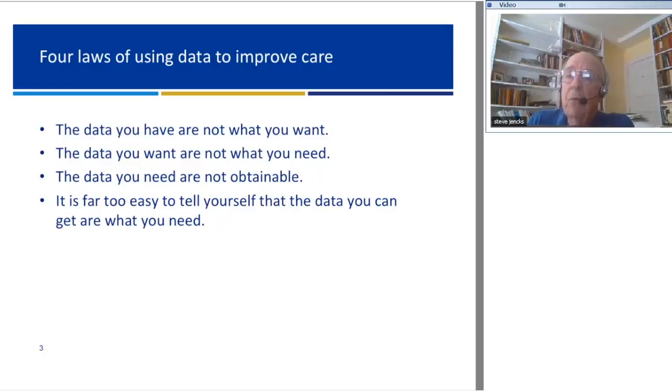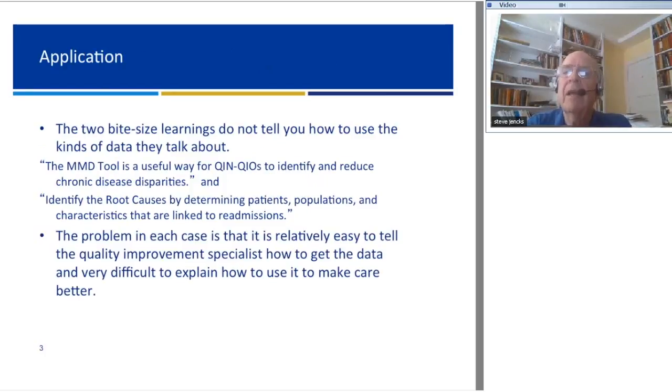Finally, and this is the fourth law, and it is the one that is easiest, in a sense, to do something about. The fourth law is that it is far too easy to tell yourself that the data you can get are what you need. And by way of illustrating that, let me take two quotes from these bite-sized learnings that are on your plate. The first is, quote, "The MMD tool is a useful way for QIN/QIOs to identify and reduce chronic disease disparities."